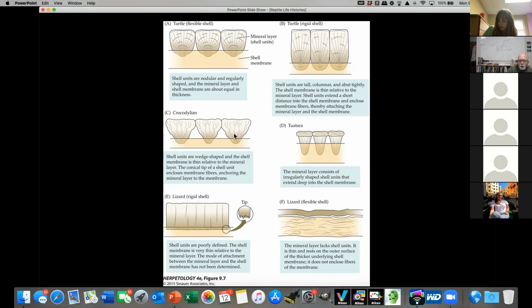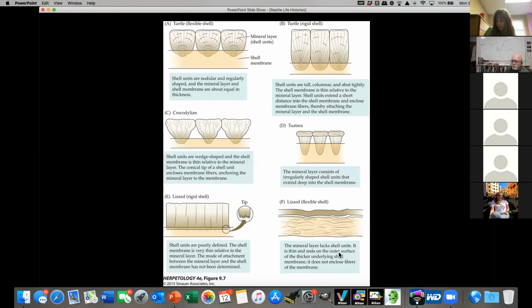Once again, crocodilians have relatively thin mineral layers relative to the rest of the egg. Same thing with the tuatara. And then in the case of most lizards, there are no mineral deposits at all on the outside. And as a result, what your book refers to as shell units aren't present, and that leads to the most flexible sorts of shells.